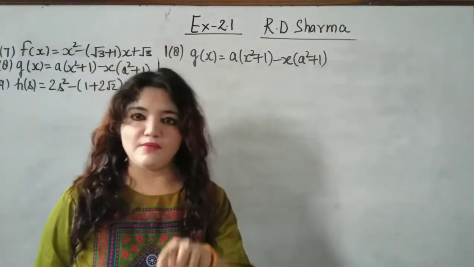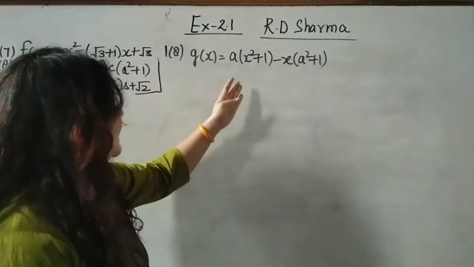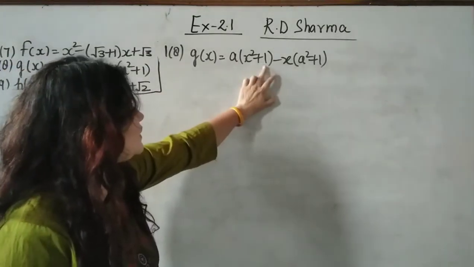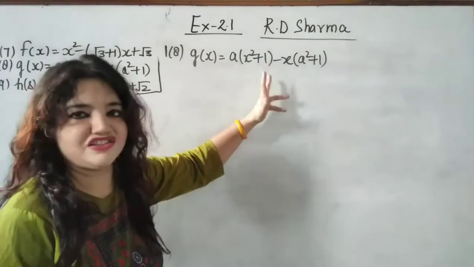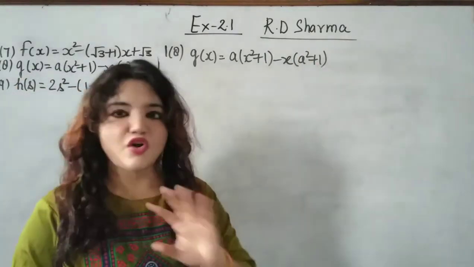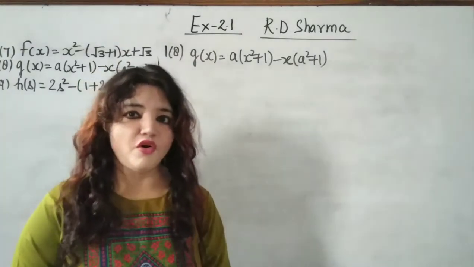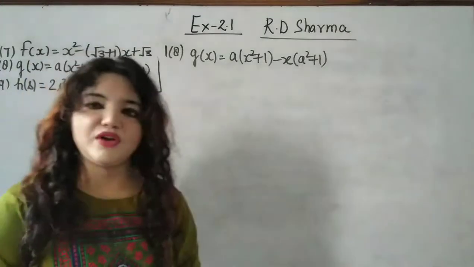What is the standard form? I have already told you. Ax square plus bx plus c. See, ax square, but this a plus into 1, that a extra, right? It is not in ax square plus bx plus c form. It is not in a standard form. So first of all, we have to just convert it into standard form.